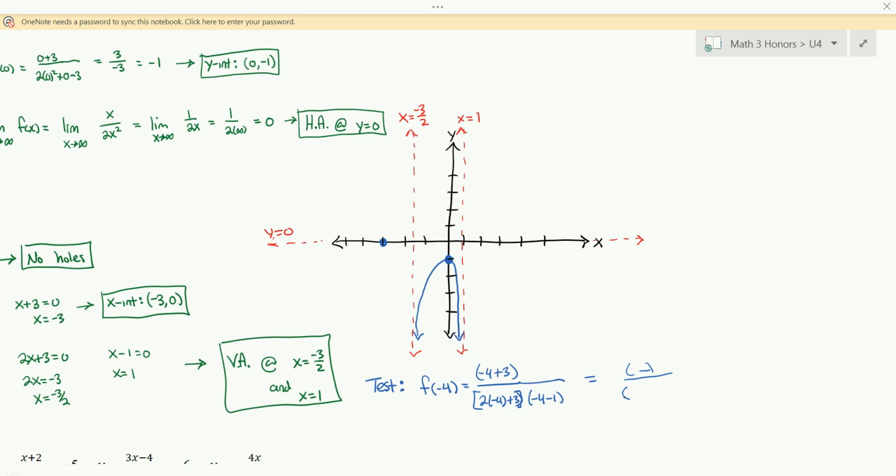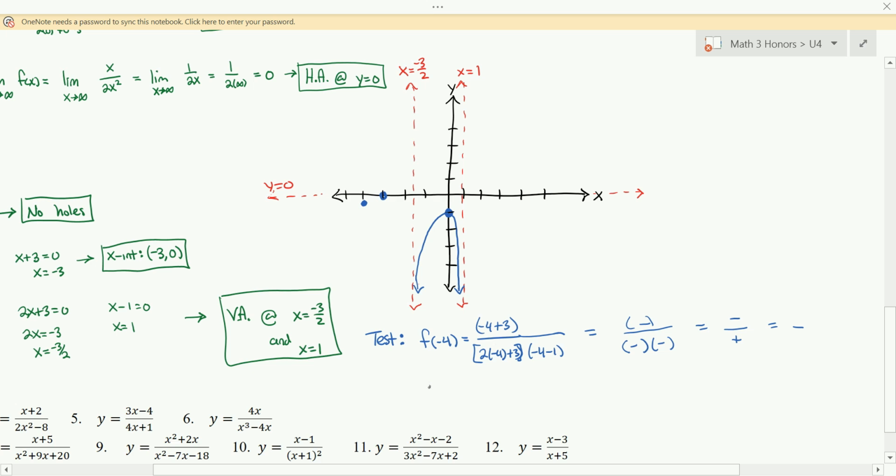2 times -4 is -8. -8 plus 3 is, so it's going to be negative and a negative, right? So we're going to end up with a negative divided by a positive, which is going to be negative. So you could just think about the signs. You could also work with numbers, but this is all you need because this tells me it's below the x-axis at that point. It doesn't have to be perfect. -1 is really close to it, but it's right. So I'm going to put a point below it.